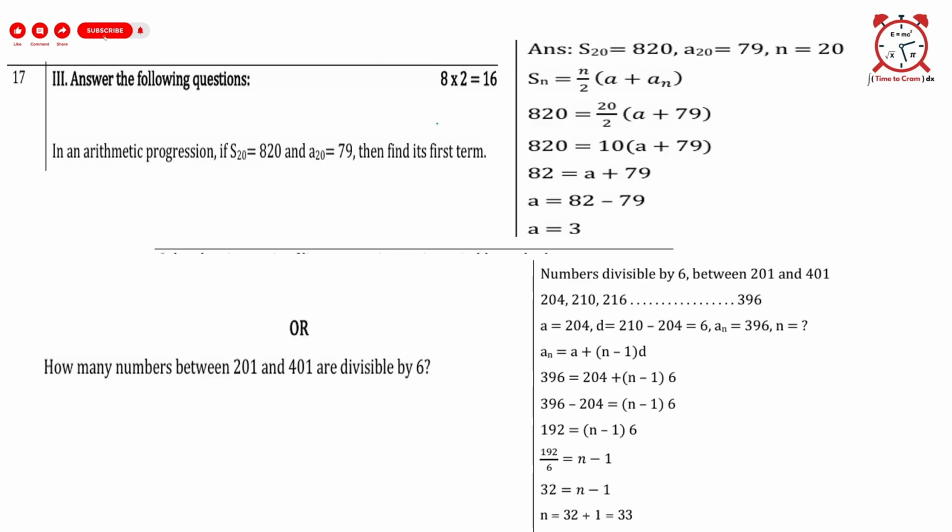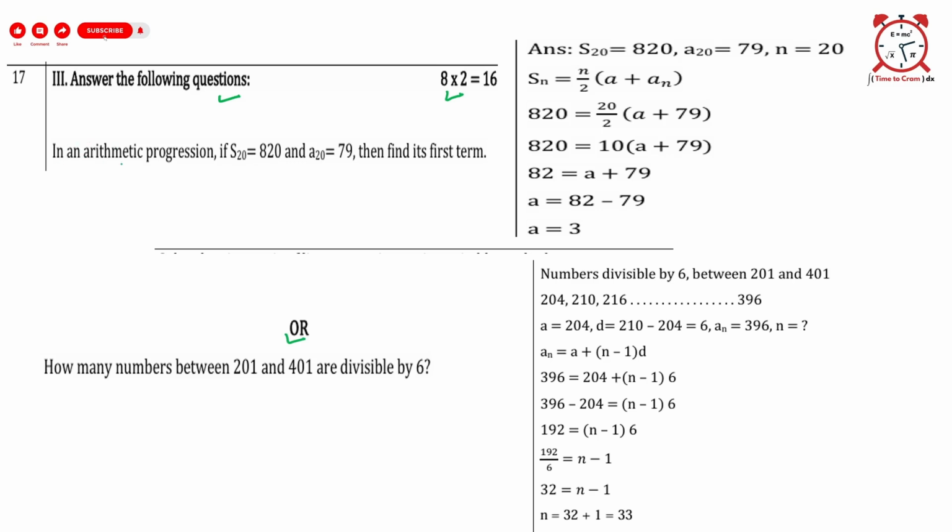Next section, question number 3, answer the following questions. Each question contains 2 marks. Here we have to answer 8 questions. We will get some internal options. You can see in one question there is an internal option, so from these 2 questions we have to attempt any one question.